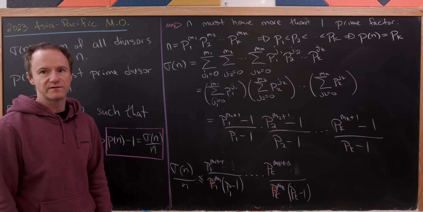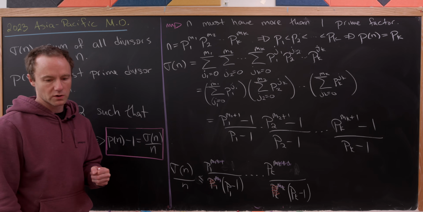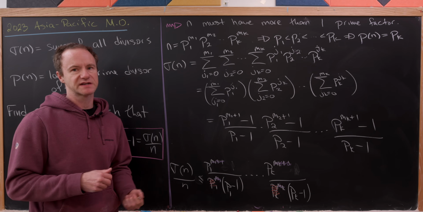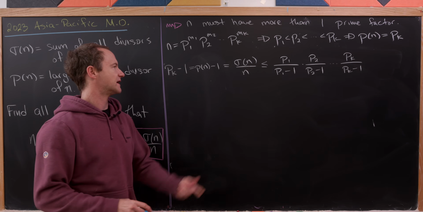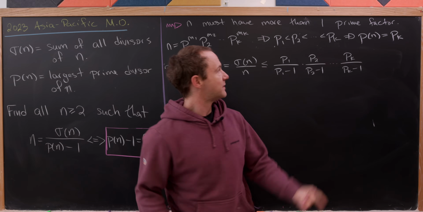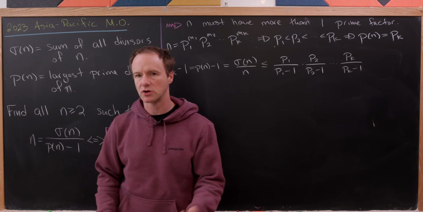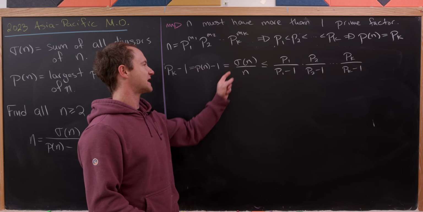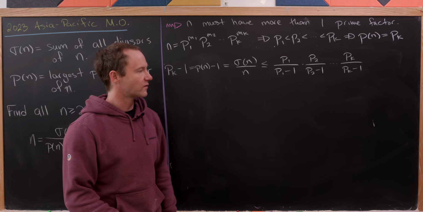Okay, so now that we've got that all in order, let's use this inequality to start the rest of our argument on the next board. Okay, so let's see where we ended up. We've got this p of n minus 1 is p sub k minus 1, because p sub k was our largest prime factor. But then our equation is that this p of n minus 1 is equal to sigma of n over n.